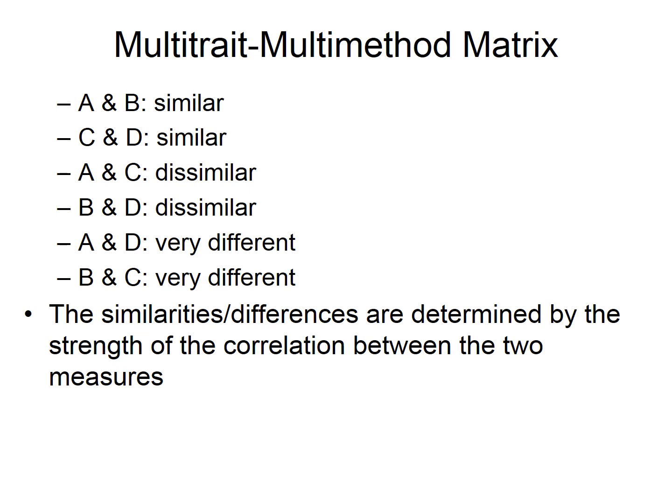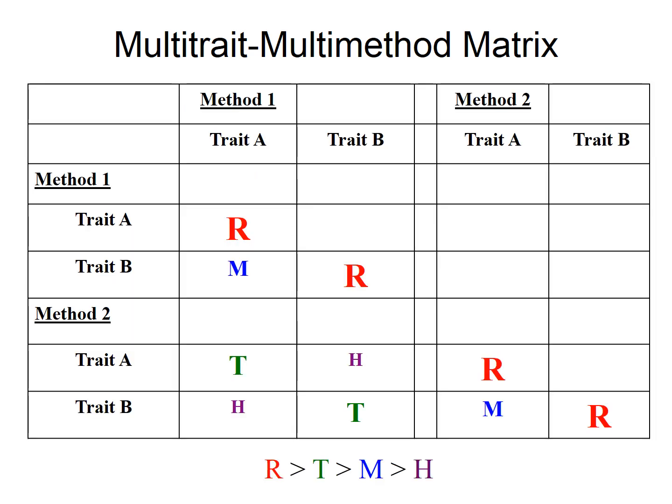So the similarity and differences are determined by the strength of the correlations between the two measures. So let's take a look at how this actually plays out and looks visually. So here we have an example of, again, how this all plays out. So the R's are, generally speaking, what we're looking at there is how the various methods interrelate with each other. And they should be the very strongest relationships. The T's are the traits themselves.